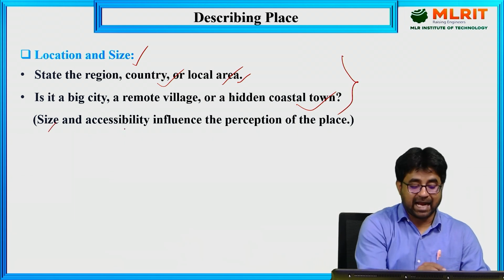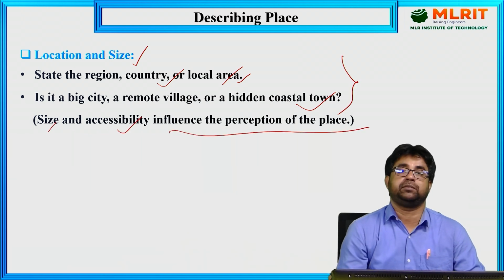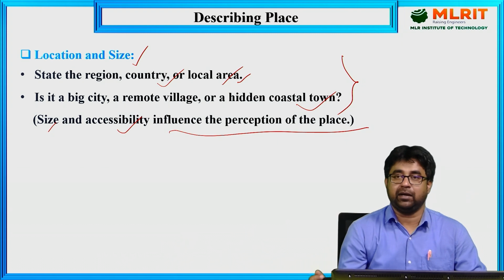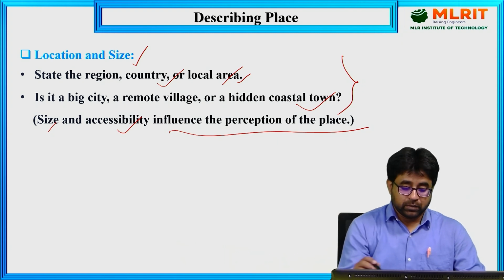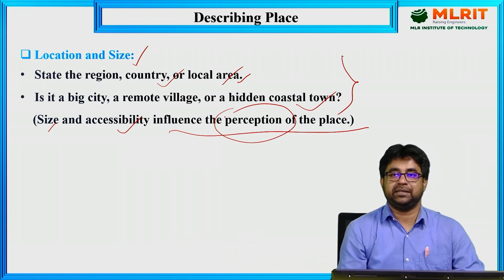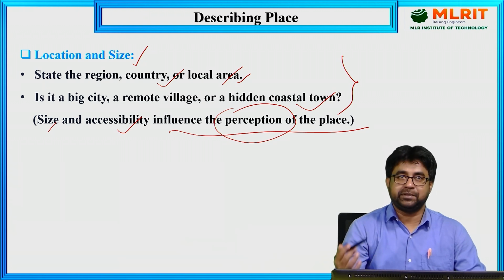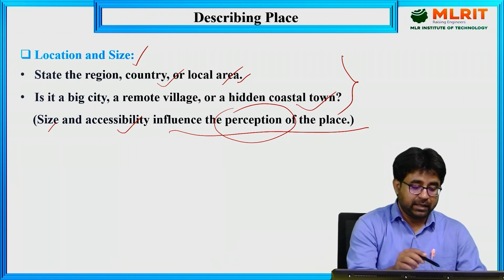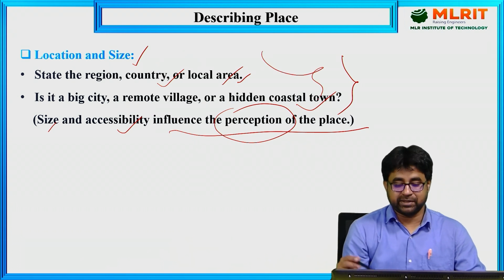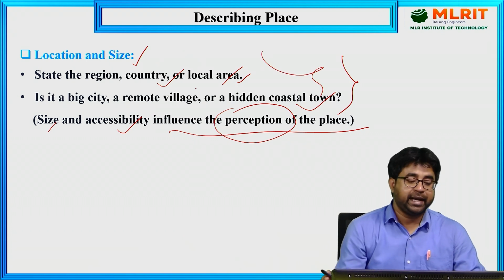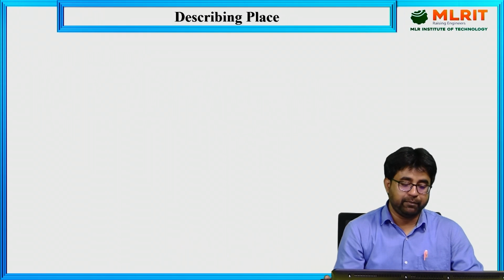Because size and accessibility influence the perception of the place. While you are describing a place, your inherent purpose is to create a perception about the place, right? You want people to develop a certain kind of idea about the place. Now, if you talk about these things, that perception would be enhanced, that perception would be built correctly. That's why including this information is very important.